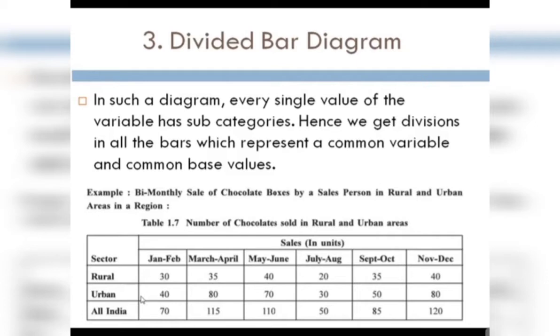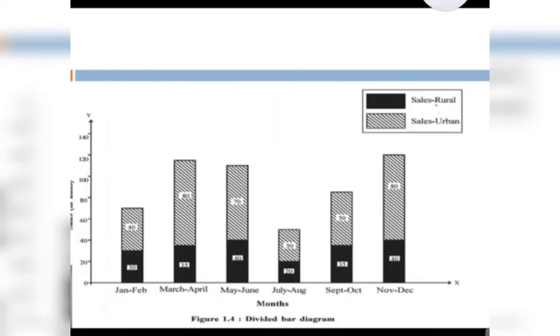If you are taking a particular month, that is January, February, accordingly you will show one bar, that is rural 30 and urban 40, together. In the rural you will mark it with the dark shade, and in the urban mark it with horizontal or vertical lines. You can mark it accordingly in both rural and urban. This is the diagram of the divided bar. As we have seen in that particular table, you will show the same thing in this diagram.